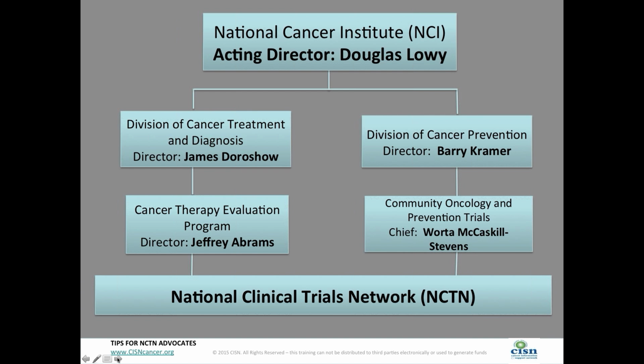The Division of Cancer Prevention is under the director, Barry Kramer. If you see new results being put in the newspaper about this treatment or this clinical trial or that clinical trial, often you'll see his name quoted, and that's because he's the director of that division of the NCI. So people come to him for his take on the latest findings. Community oncology and prevention trials: the chief of that is Worta McCaskill-Stevens. So this is kind of an overview, and Patty is going to take it from here.